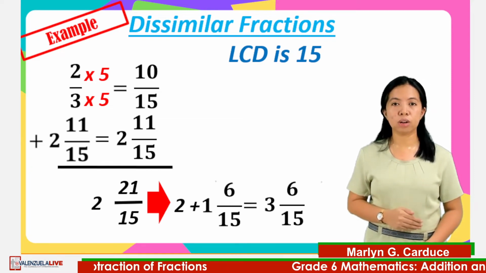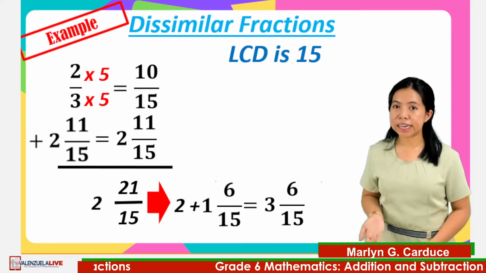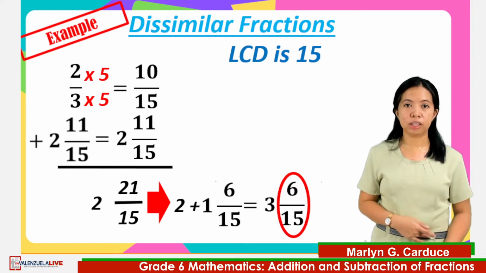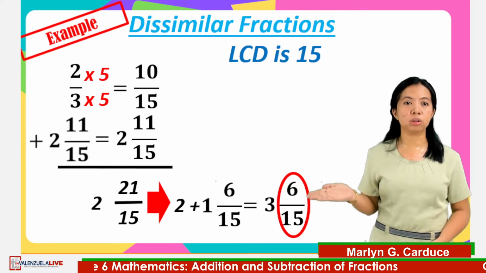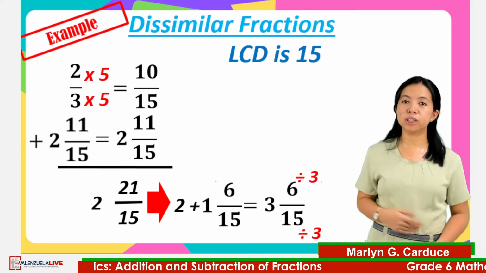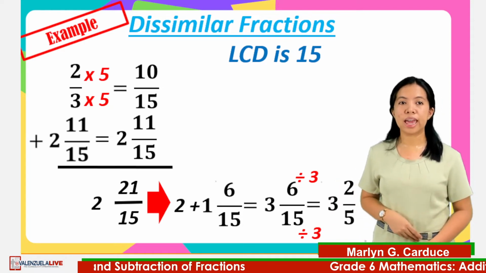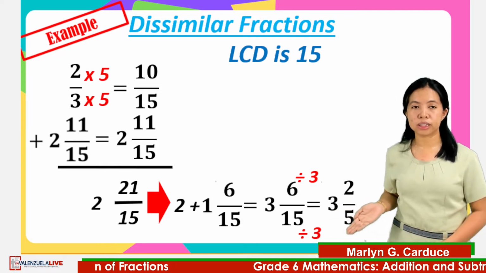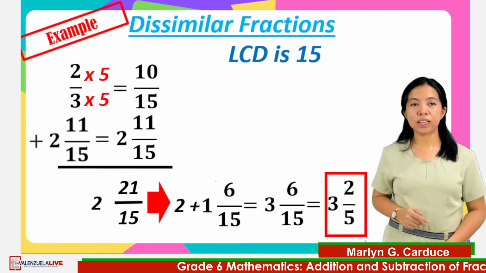And then combine it to our fraction part, which is 6 over 15. But we're not yet done because 6 over 15 is still not in simplest form. So we have to think of the common factor of the numerator and the denominator, and that is 3. So we will divide the numerator and the denominator by 3. 6 divided by 3 equals 2, and 15 divided by 3 equals 5. And write down the whole number. And this is now our final answer, 3 and 2/5.